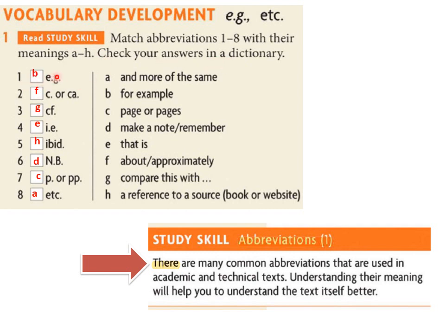In number 1, e.g. means for example. In number 2, c or ca means about, approximately, while cf means compare this with, and another common abbreviation, i.e., means that is. And also one of the most common abbreviations, NB, means make a note or remember, and pp means the pages, and etc. means and more of the same.